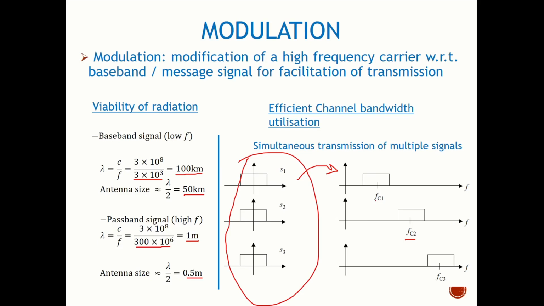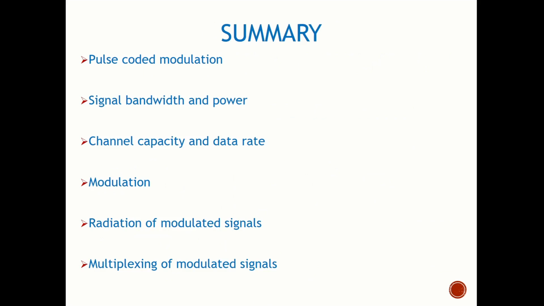So in summary, we discussed pulse code modulation, signal bandwidth and power, channel capacity and data rate, modulation, radiation of modulated signals, multiplexing and its benefits.